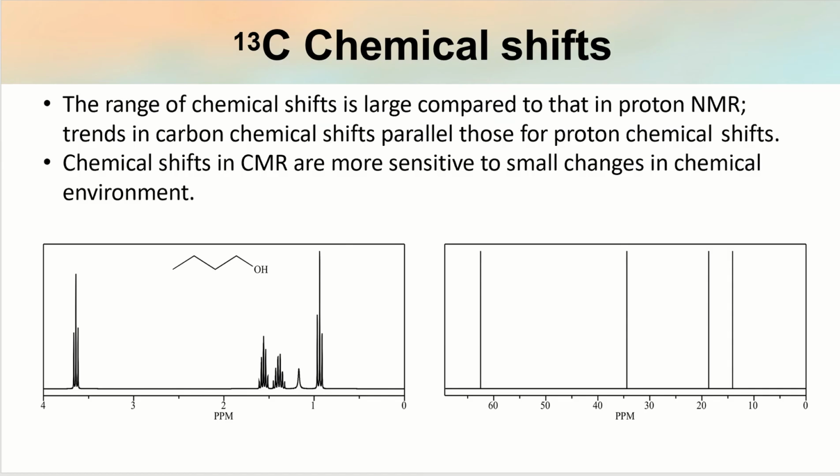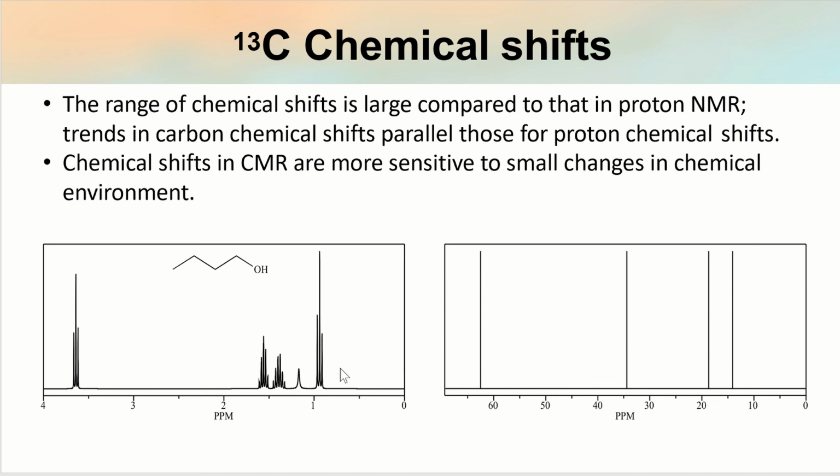All right, so our carbon-13 chemical shifts: the range of chemical shifts is large compared to that of proton NMR. Trends in carbon chemical shifts parallel those for proton chemical shifts. That is, if something is shielded or deshielded, upfield or downfield, that kind of trend. The chemical shifts in the carbon NMR are more sensitive to small changes in chemical environment.